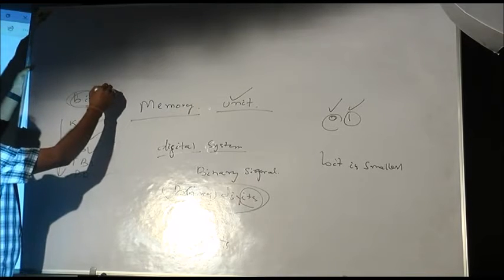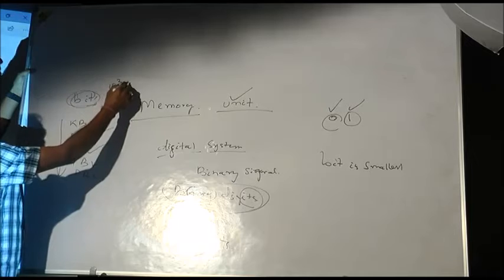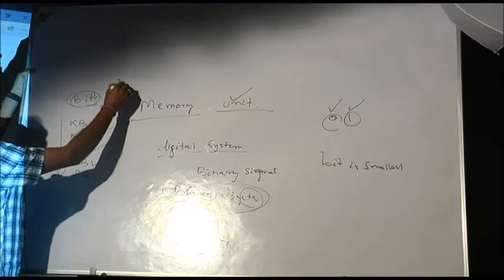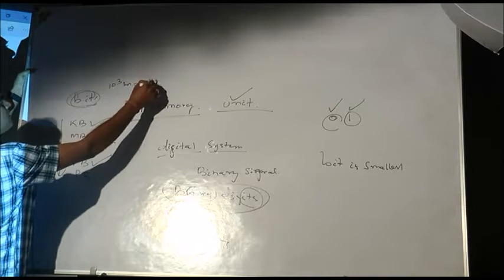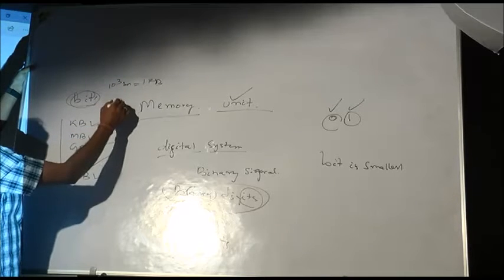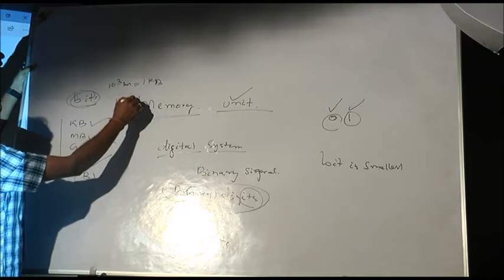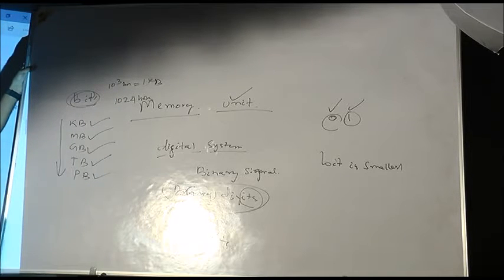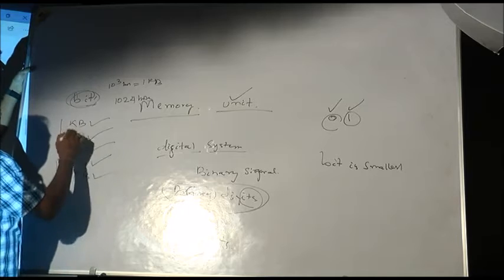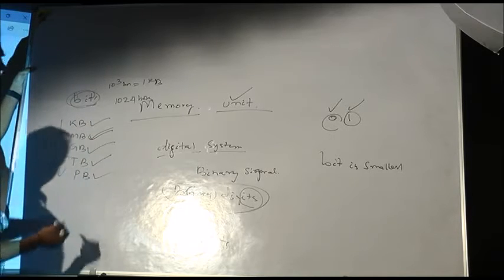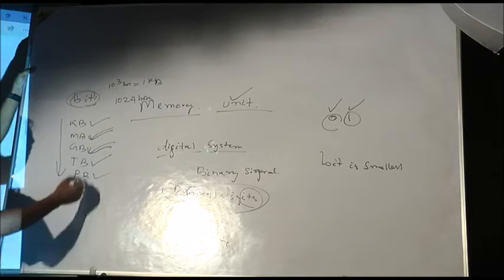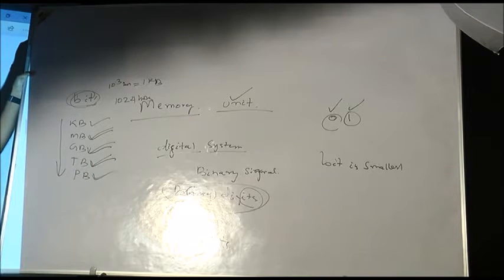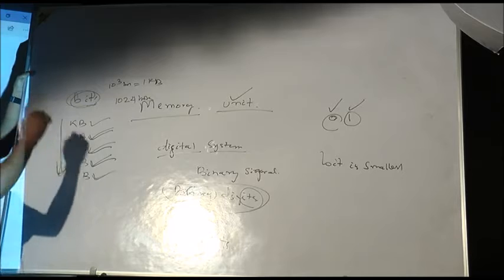Then how is the KB calculated? It is 10 to the power 3, that is 1 KB, exactly 1024 bits. Like that we measure the megabyte, the gigabyte, the terabyte, and we use the petabyte, yes or no. These are the higher order of the memory units.